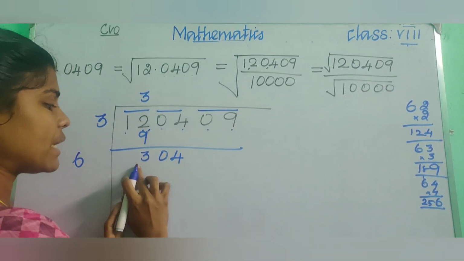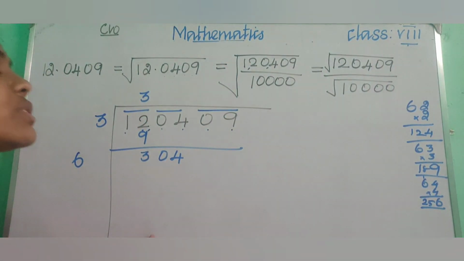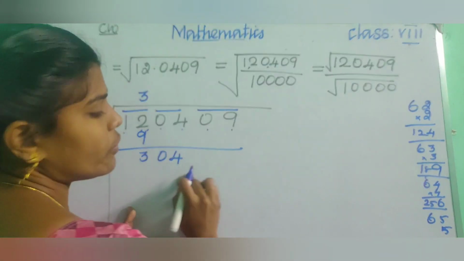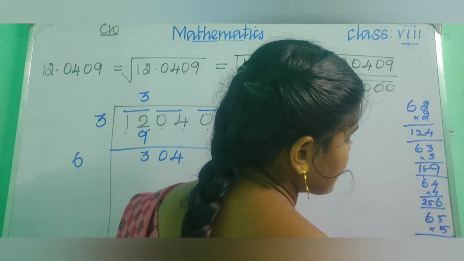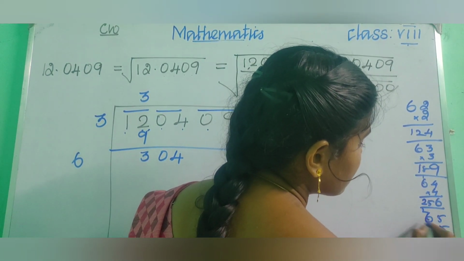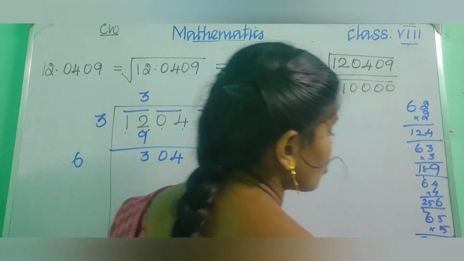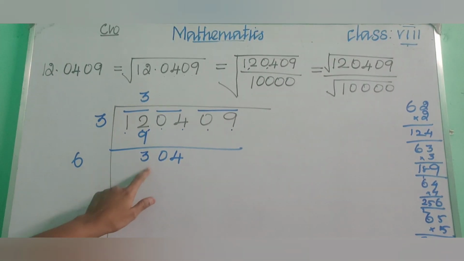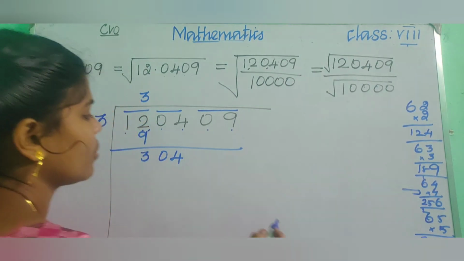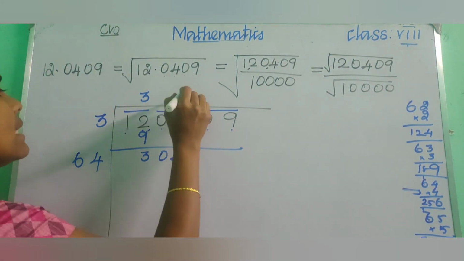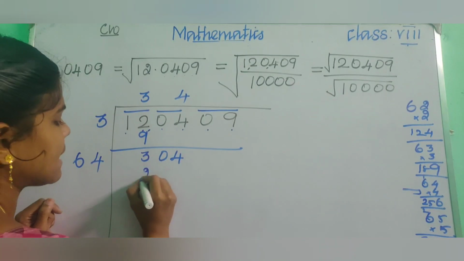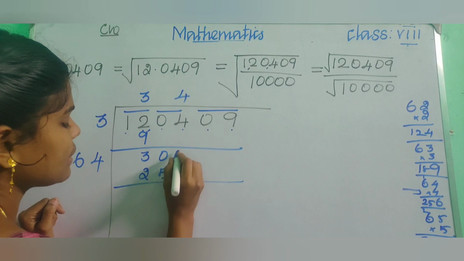We need to get the same number, or else the number which is nearly less than 304. So let us check the next digit also. 5 5s are 25, 5 6s are 30, 32. If you put 5, you will get the number 325. It is greater than 304. So what do we need to do? We need to choose 4. Just put 4 in the divisor and also in the quotient. So what will you get? 256, right?